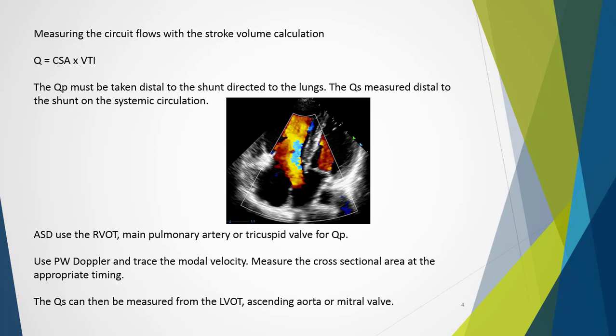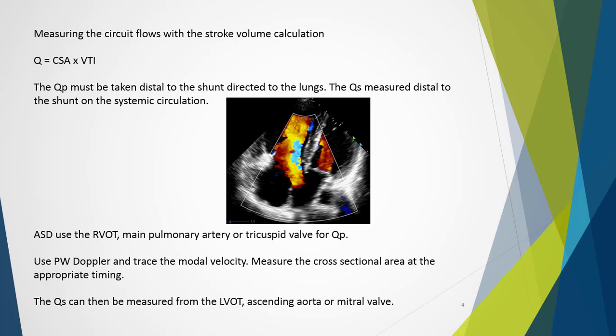It is important to note that pulse wave Doppler is used and the correct sample volume positioning along with modal velocity tracing is used. The cross-section area must also be measured at the appropriate time in the cardiac cycle. For the right ventricular outflow tract diameter, we want to measure it mid-systole, the same time that we expect the peak for the VTI to occur.